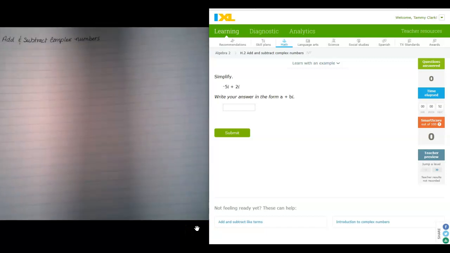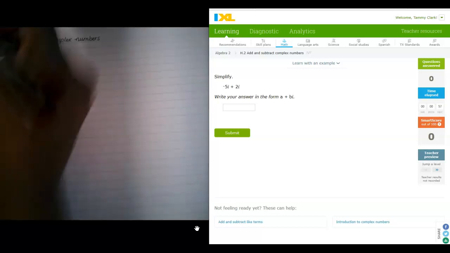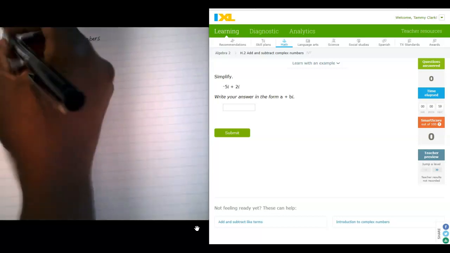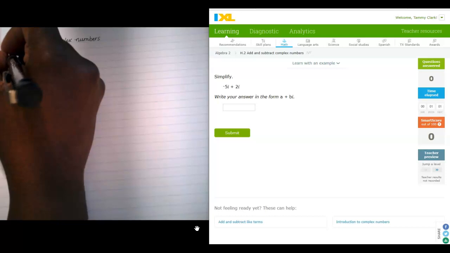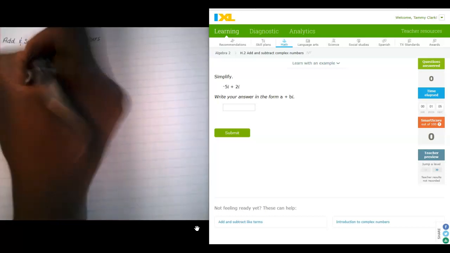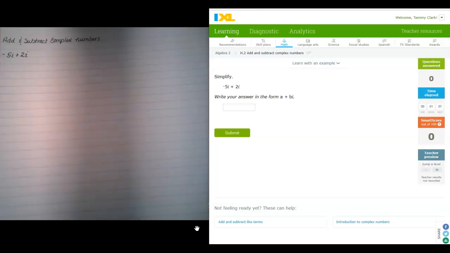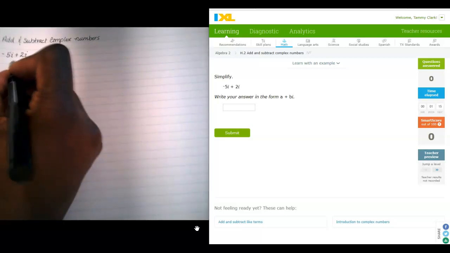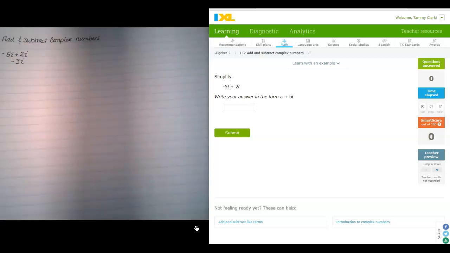All right, let's go ahead and get started on our IXL. So we're asked to simplify, and our numbers are negative 5i plus 2i. So we've got negative 5i plus 2i, which is going to combine like terms. Well, negative 5 plus positive 2 would be negative 3, so our answer would be negative 3i.